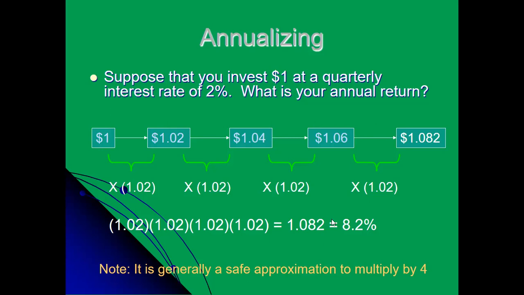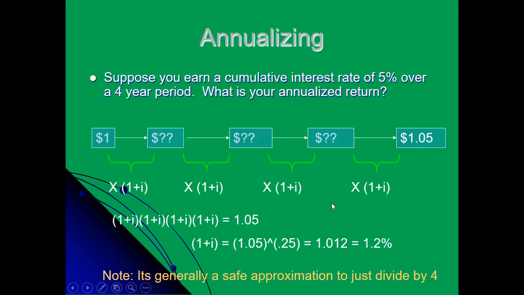All right, so this is just a review of your mathematics discussions. What about, suppose you earn a cumulative interest rate of 5% over a 4-year period? What is your annualized return? This is now going to be mathematical in this sense, but let's just take note that the 5% is the total interest over the 4-year period. And this is, for example, a compounding effect.